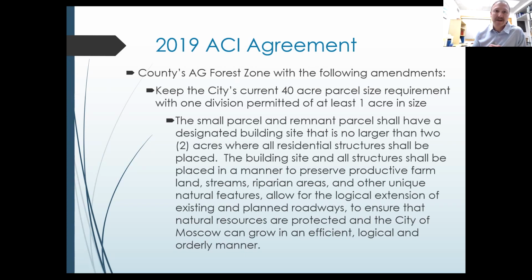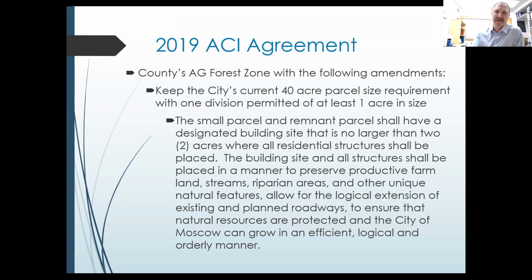Actually, the county had in their ordinance that the small parcel and remnant parcel should have a designated building site that's no larger than 2 acres where all residential structures can be placed. The building site and all structures shall be placed in a manner to preserve productive farmland, streams, riparian areas, and other unique natural features, allow for the logical extension of existing and planned roadways, to ensure that natural resources are protected and the city of Moscow can grow in an efficient and logical manner.